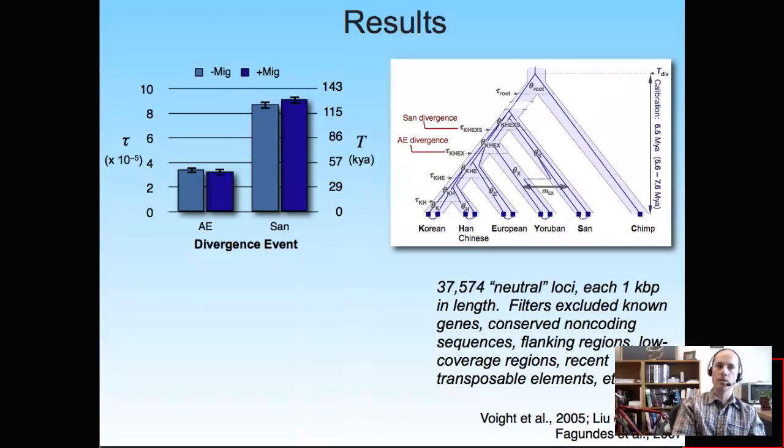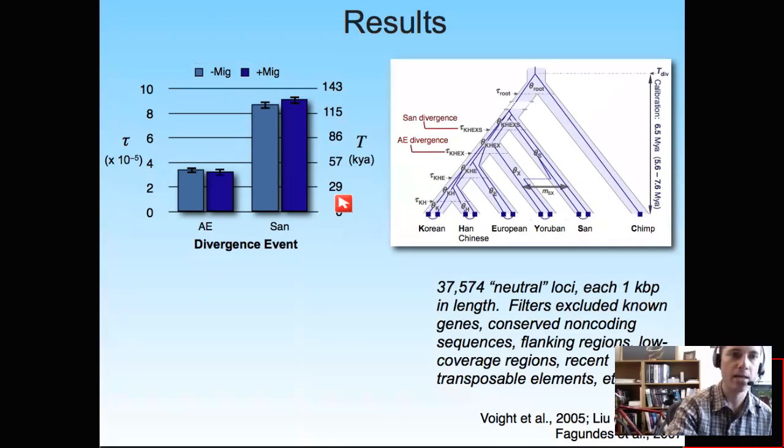So in this plot, focus on the rightmost bars. These are the estimates with migration. Okay, focus on the rightmost bars. Those are the ones with migration, and then focus on the calibrated estimates on the right-hand side. So those are estimated divergence times in thousands of years.